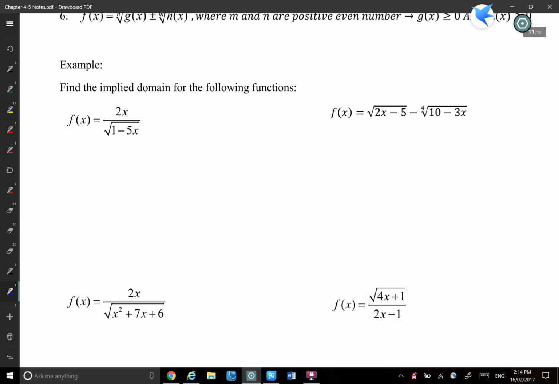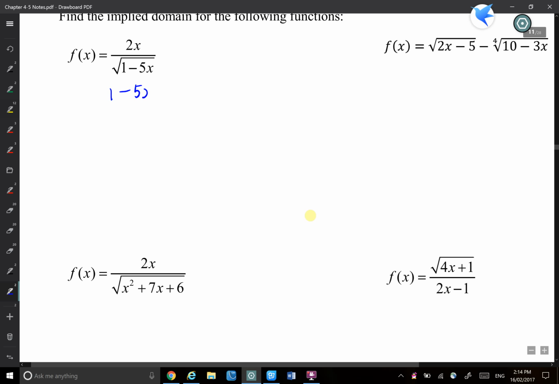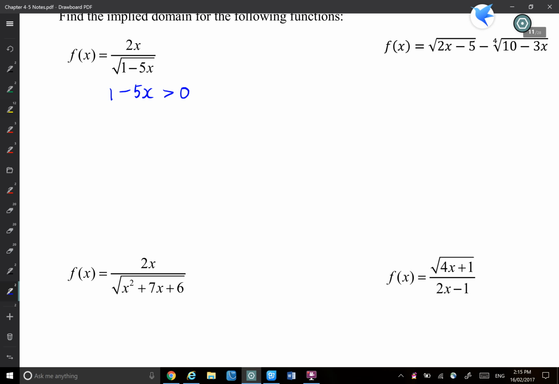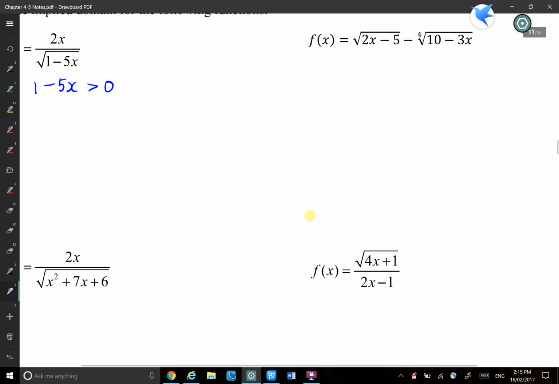Let's see the first one, 2x over the square root of 1 minus 5x. You have a square root and the square root is the denominator. What you need is 1 minus 5x to be greater than 0. I'm not going to solve it, I'll leave you to solve this, but I'm going to do the next one.